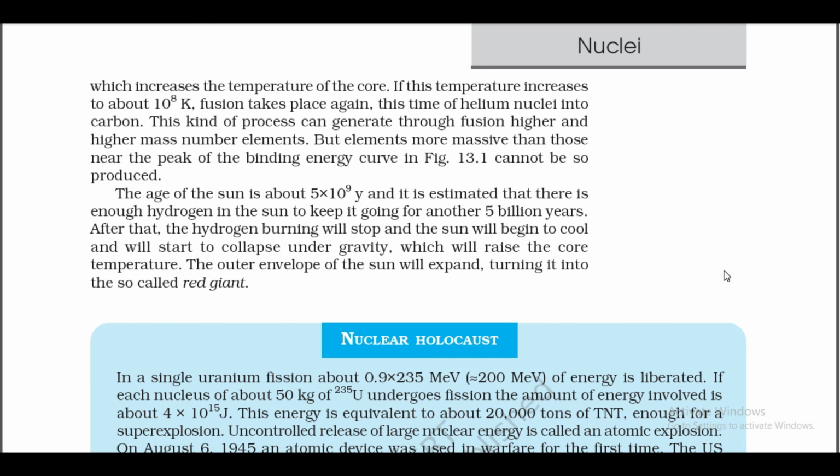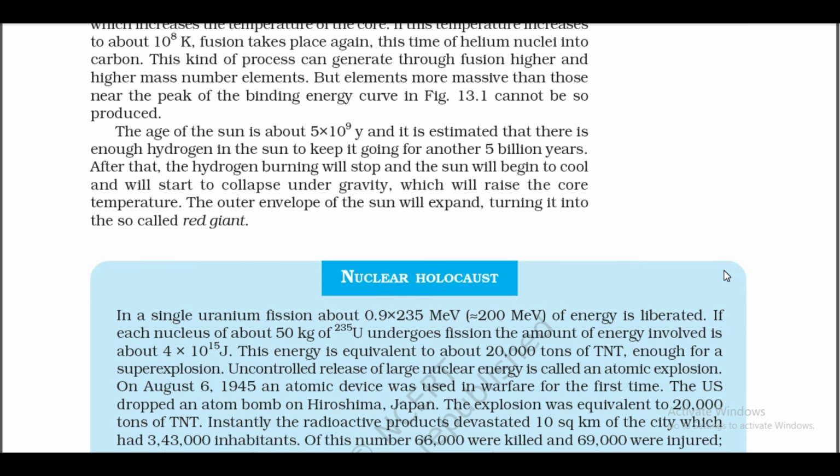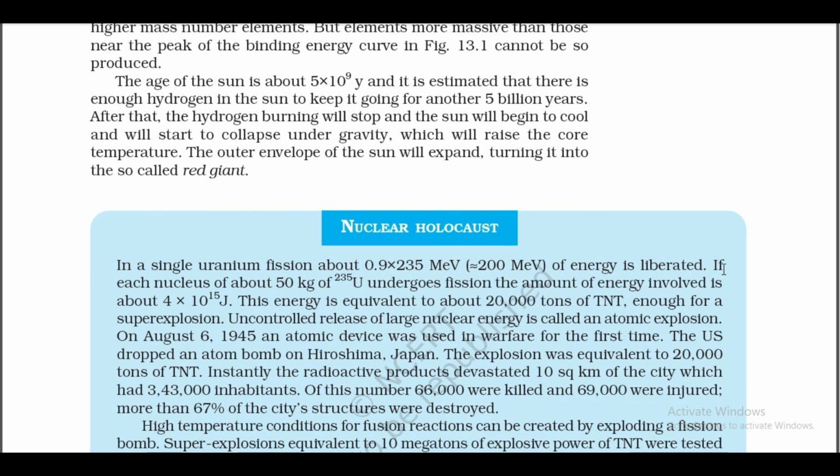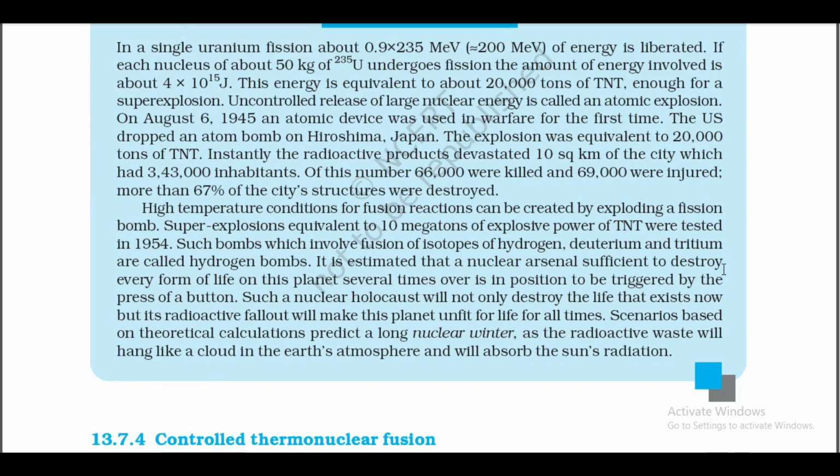The age of the Sun is about 5 × 10^9 years, and it is estimated that there is enough hydrogen in the Sun to keep it going for another 5 billion years. After that, the hydrogen burning will stop and the Sun will begin to cool and will start to collapse under gravity, which will raise the core temperature. The outer envelope of the Sun will expand, turning it into the so-called red giant.